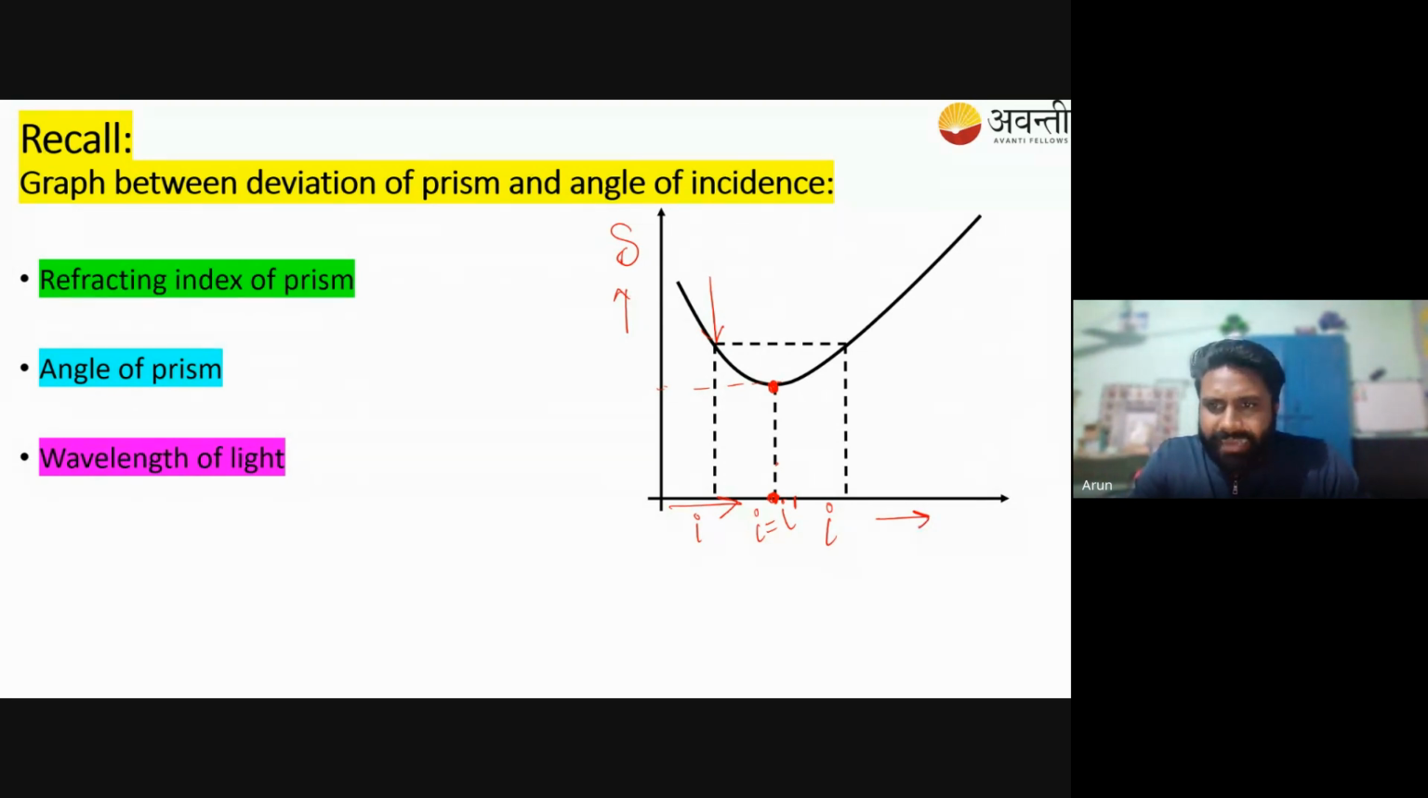So it is kind of tricky. Firstly it will decrease, then it has a minimum value, and then it starts increasing. Got it? So learn this in this way: decrease, constant, increase. Decrease, minimum, increase.